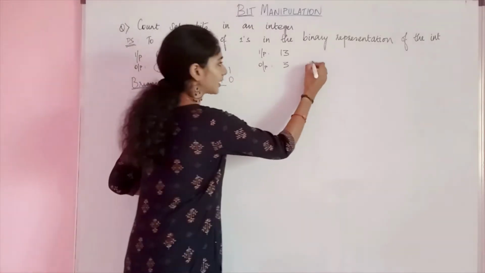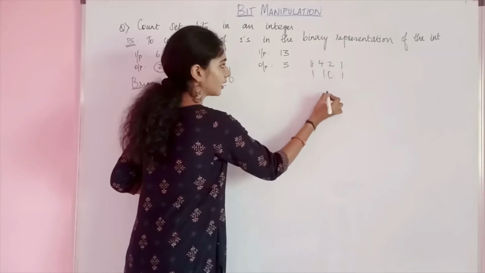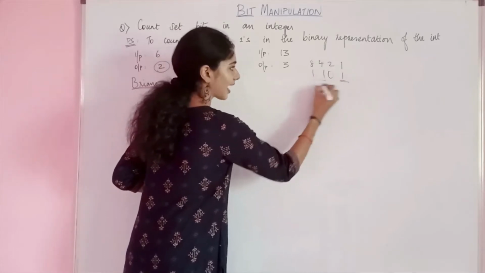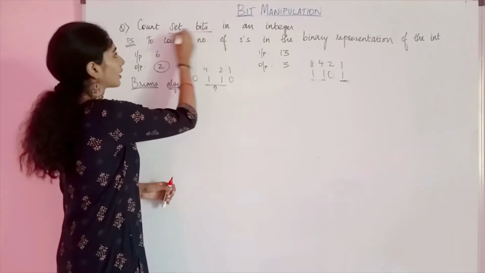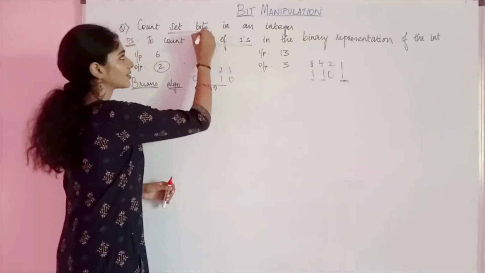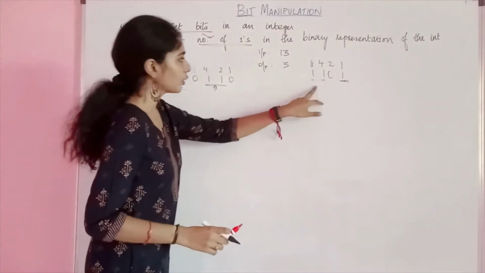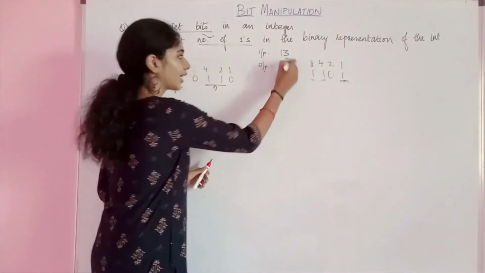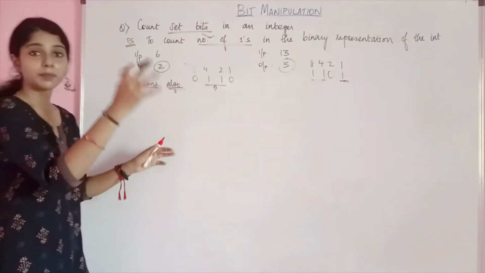Similarly for 13, if I take 8, 4, 2, 1, that is 8, 9, 11, 12, 13, right? So I can see that I have 1, 2 and 3 ones here. Set bit is basically the number of ones that is present. That is what you call a set bit. So here you have 3 ones and therefore the output is 3. Makes sense?